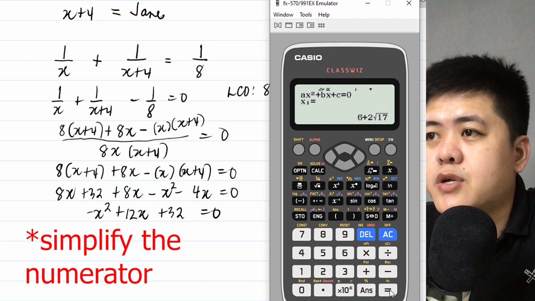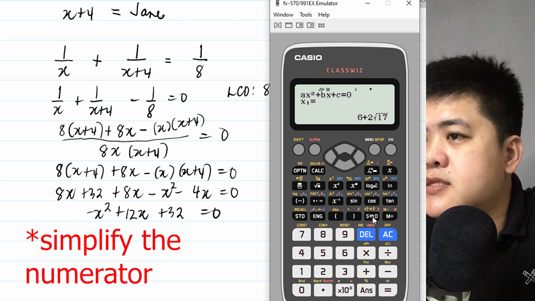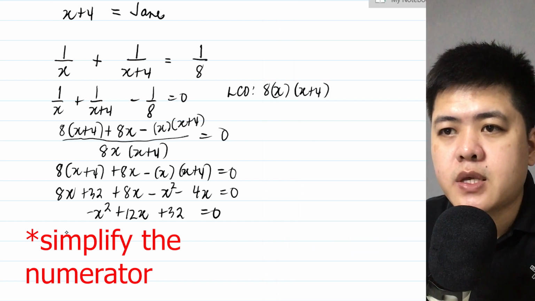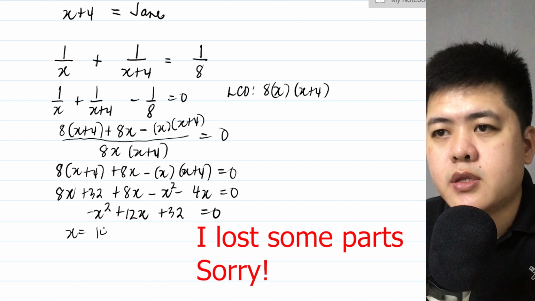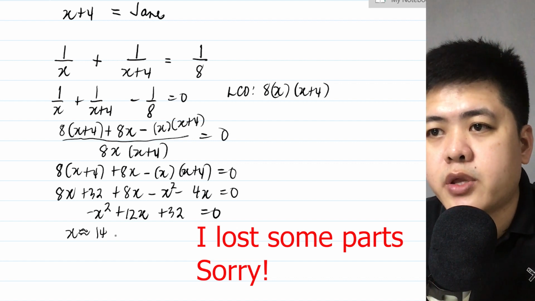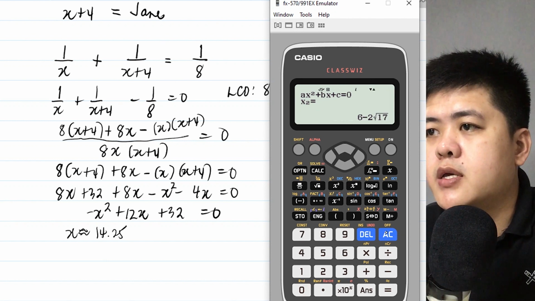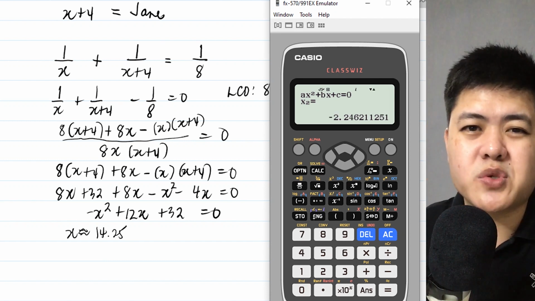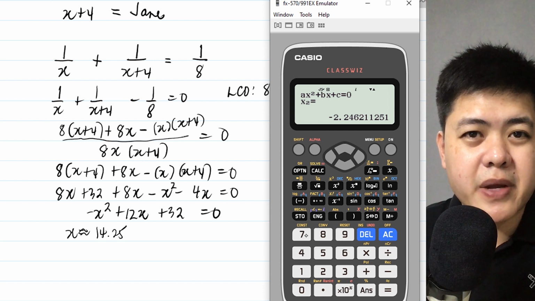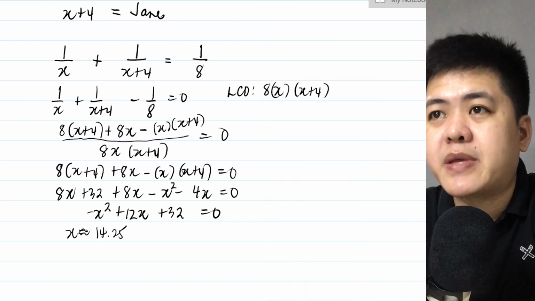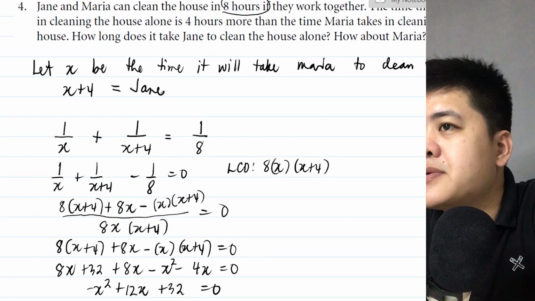Okay, so the answers are 6 plus 2 square root of 17. That's approximately 14.25. So, x is equal to approximately 14.25. And then, the other one is negative. Since we're talking about time, we'll not consider that anymore. So, 14.25 approximately.